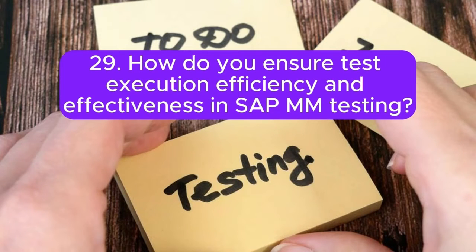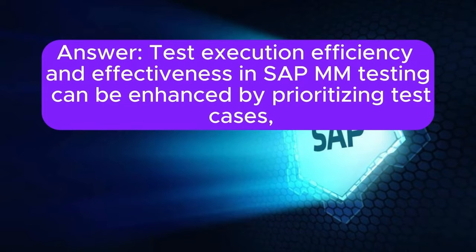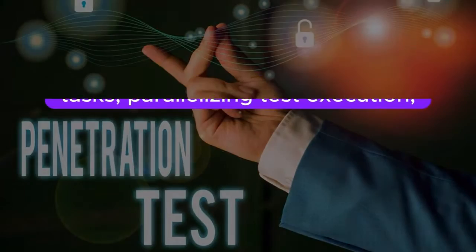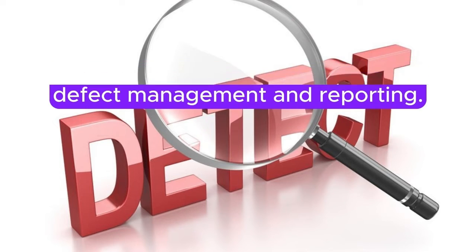29. How do you ensure test execution efficiency and effectiveness in SAP MM testing? Answer. Test execution efficiency and effectiveness in SAP MM testing can be enhanced by prioritizing test cases, using test automation for repetitive tasks, parallelizing test execution, and leveraging testing tools for defect management and reporting.